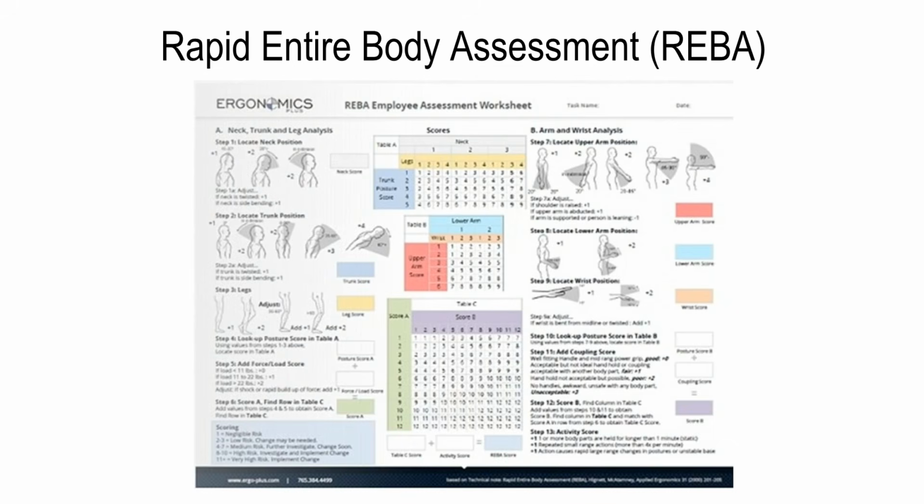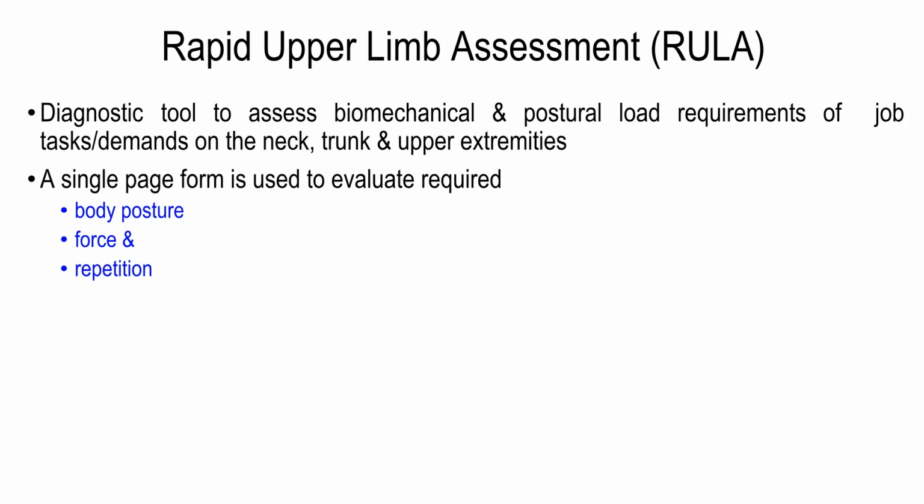This slide shows the REBA Employee Assessment Worksheet, which provides a visual guide for the steps and scoring process involved in the assessment. The Rapid Upper Limb Assessment, or RULA, is a diagnostic tool. It assesses biomechanical and postural load requirements on the neck, trunk, and upper extremities. The single-page form evaluates body posture, force, and repetition.